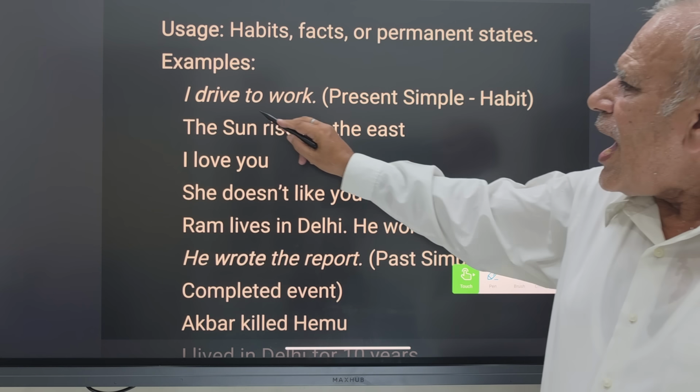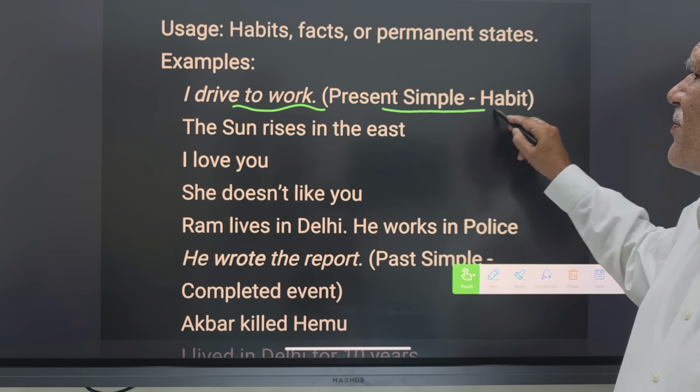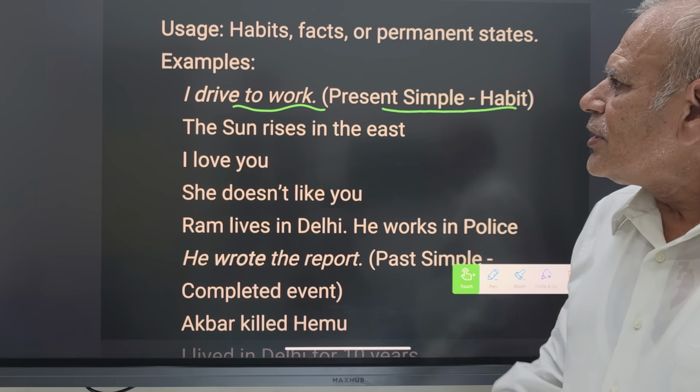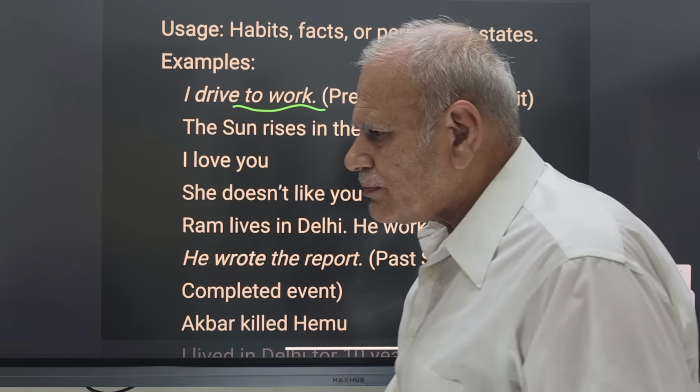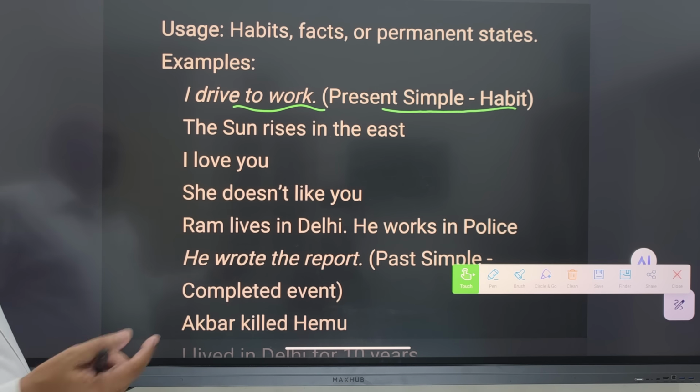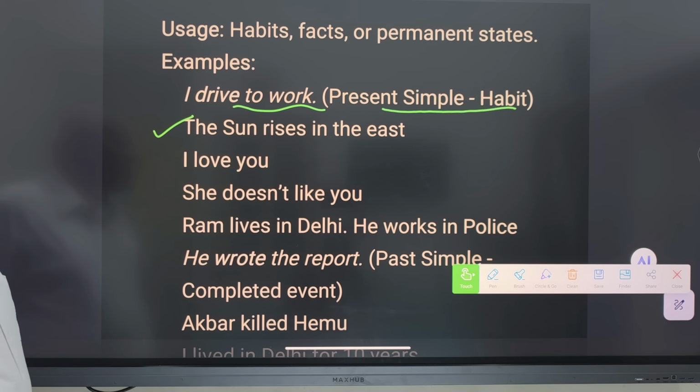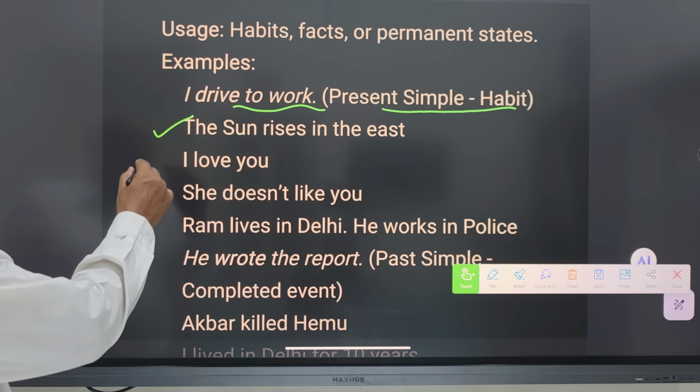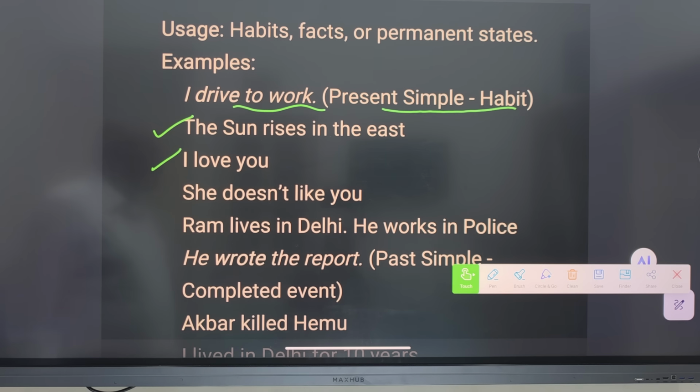Example, I drive to work. Present simple, habitual truth. Or this is your schedule and this is your habit. You drive to work daily. The sun rises in the east. Fact. I love you. Stative verb. This is not to be used in continuous.